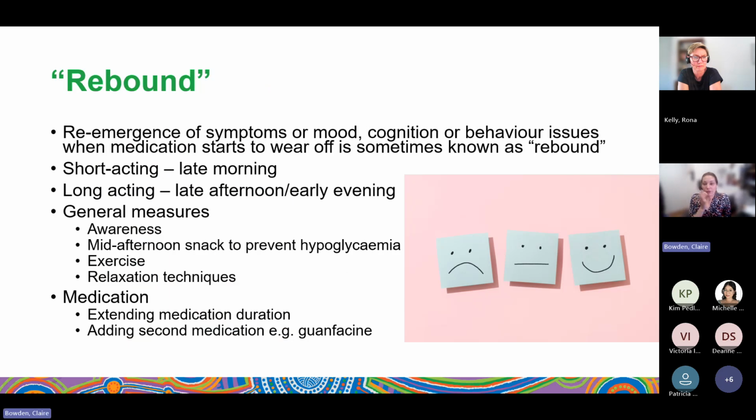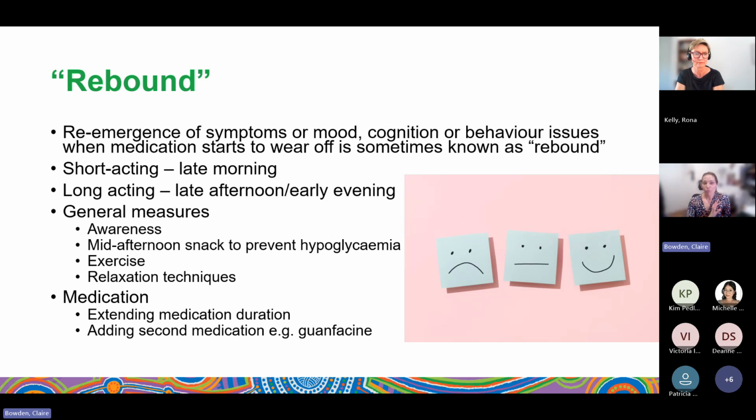So again, the phenomenon of rebound is really the re-emergence of symptoms or mood, cognition, behavioural issues when the medication starts to wear off. The time that happens really depends on the timing of the medication. With short-acting medication, it might happen in the late morning, which is why you're trying to avoid that by taking a second dose before that happens. The long-acting tends to be in the late afternoon or early evening. So really just parental or family awareness that this is a phenomenon that does happen, and then putting in place some scaffolding for the family for what can be done.